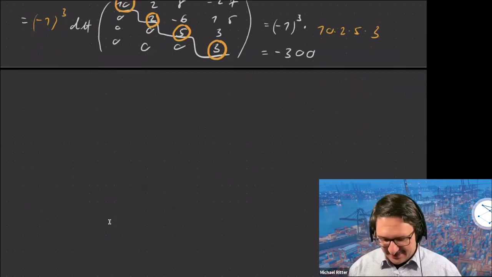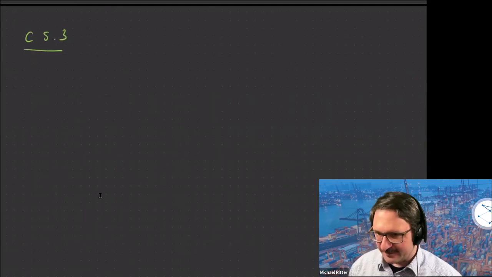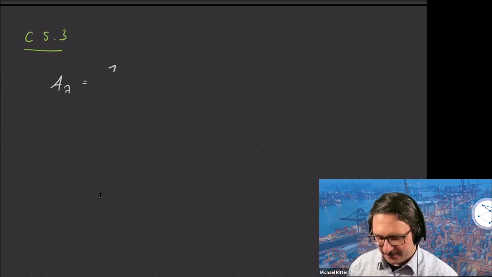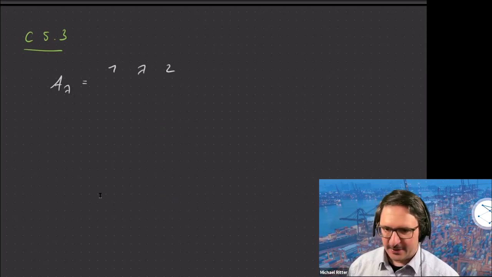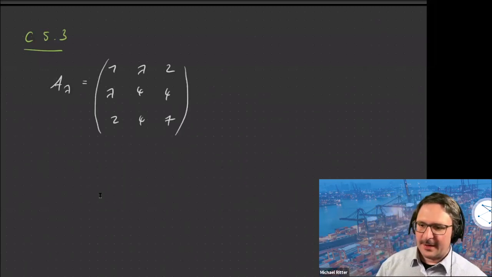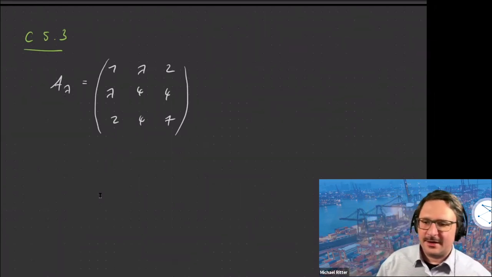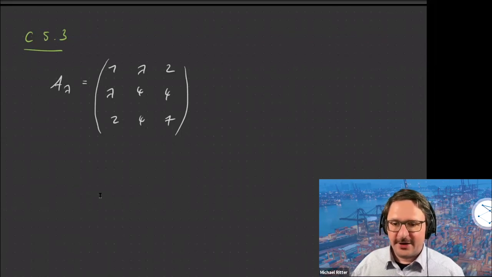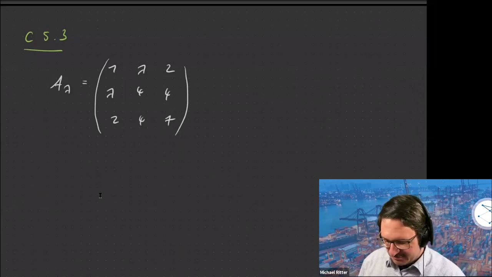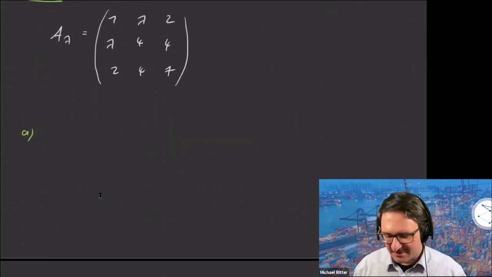So let's have a look at C5-3 then. So here we have a matrix A lambda. So that depends on a parameter now. It's a simple 3x3 matrix, so not too complex, hopefully. And the question here is, for which values of lambda can that matrix be inverted? What does the inverse look like? Actually, A is easy to answer, while B is probably going to mean some work for us to do.